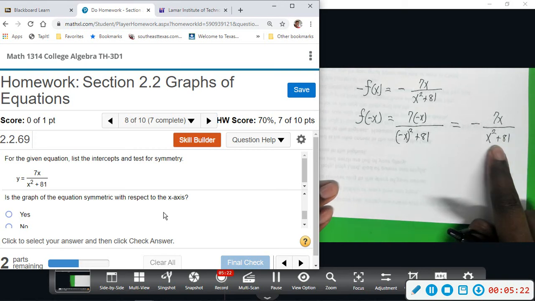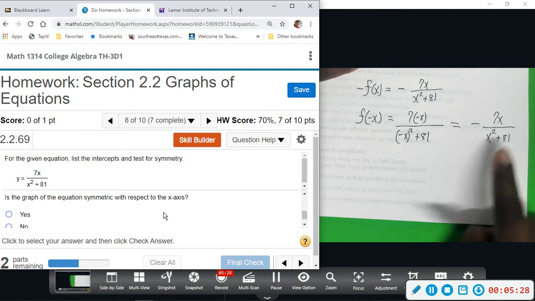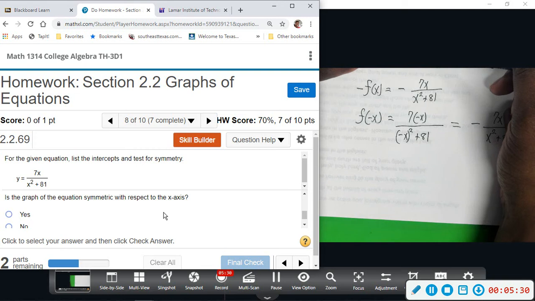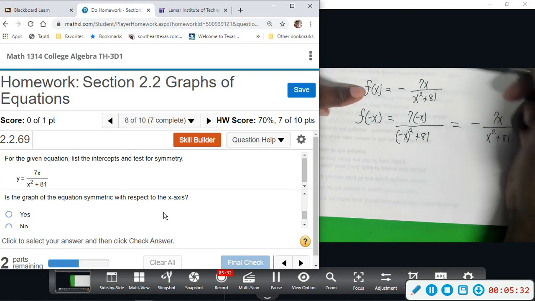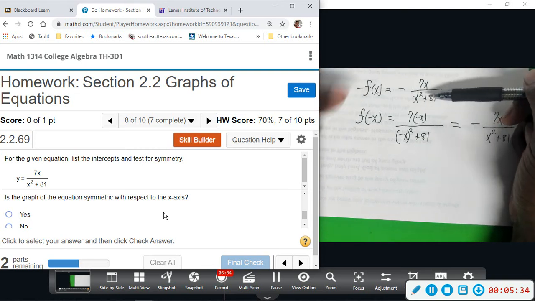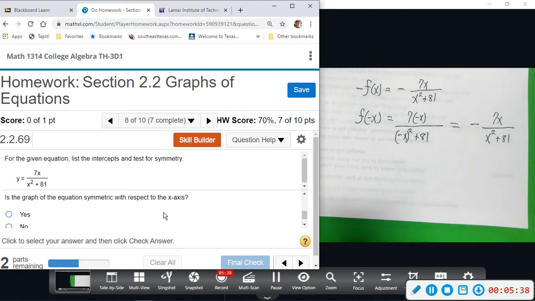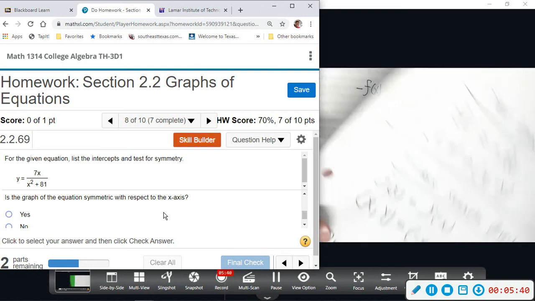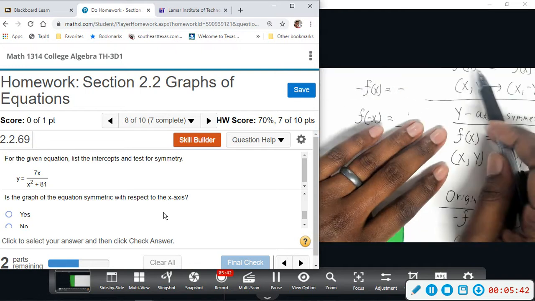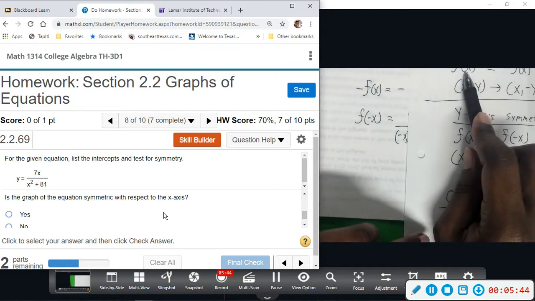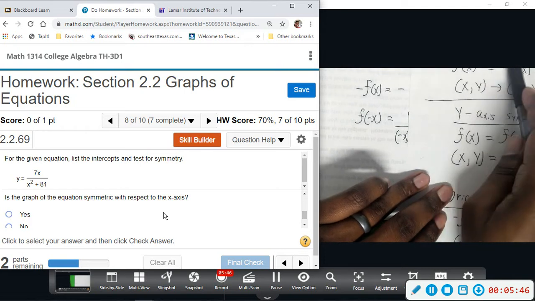This does not match this. So when I compare my original function to making y negative, they don't match. Let me go back to the definition. That is this first case. You compare f of x to the negative f of x. That's x-axis symmetry.